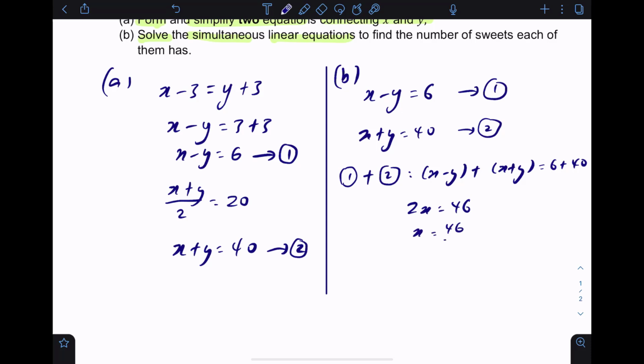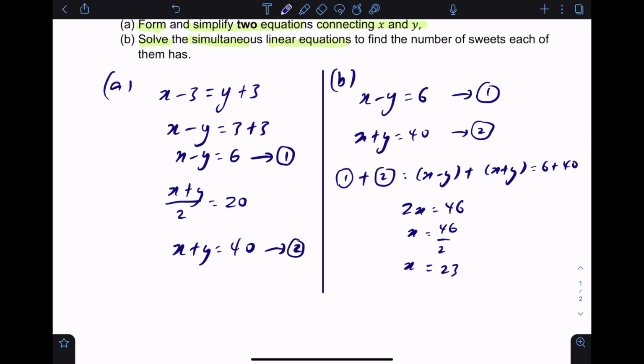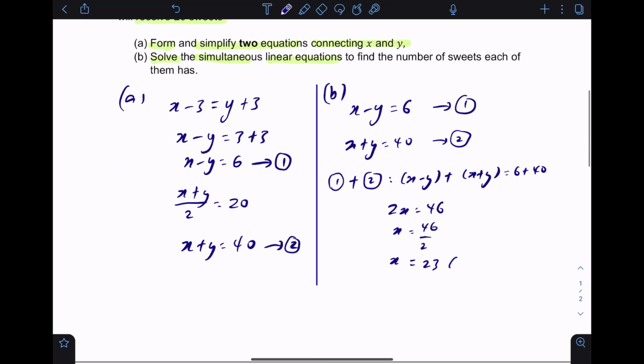X is 46 divided by 2, so X is just 23. Okay, so that is the number of sweets that Andy has. So Andy is done.